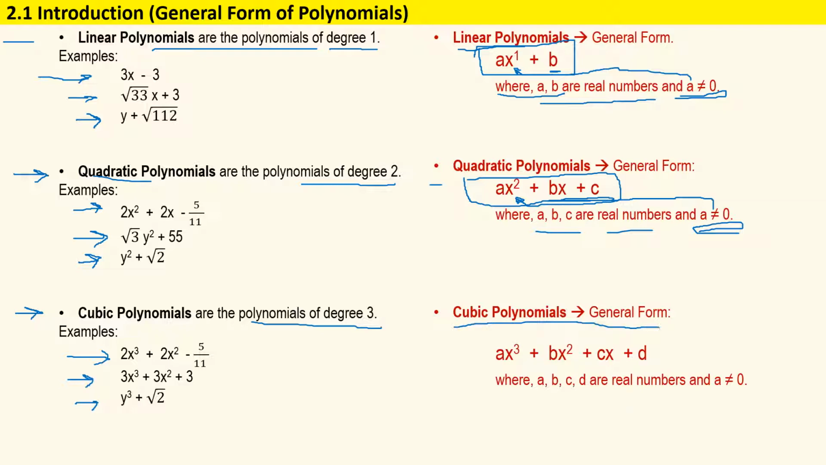Similarly, the general form of cubic polynomials is ax cubed plus bx squared plus cx plus d, where a, b, c and d are real numbers and a is not equal to 0.